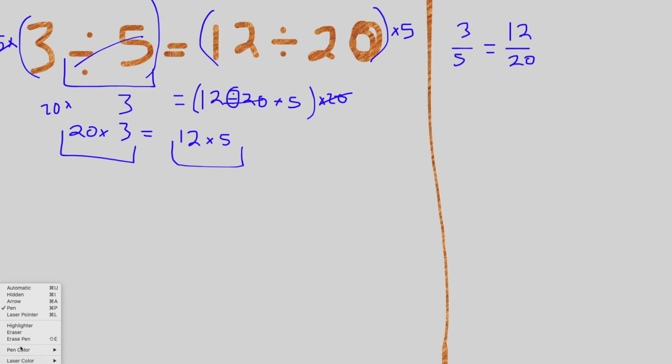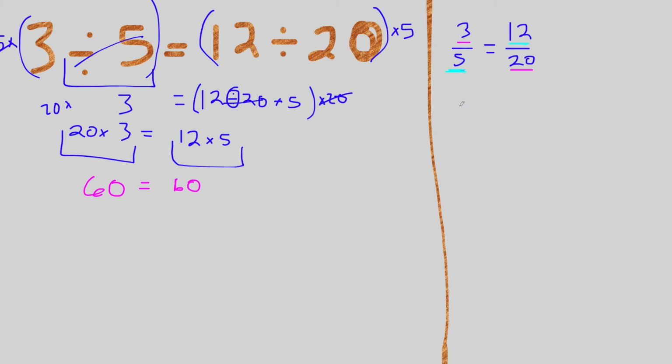This is what we call cross multiplication. I want you to notice that 20 times 3 is equal to 12 times 5. I can prove that: 20 times 3 is 60 and 12 times 5 is 60. Now, why did I do this? I want you to notice 20 and 3 are opposite each other. This is the denominator of one and the numerator of the other. 5 here and 12 are opposite each other. This is the denominator of the other one, and this is the numerator of the other one.